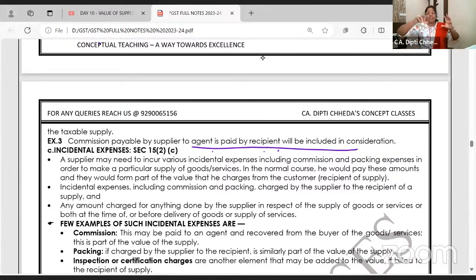Supplier should pay the commission to the agent. So is commission added in the transaction value? Yes. Okay, I'm selling you goods of 1 lakh and 1,000 is the commission with you. I am A, you are B. C is the agent. So give C 1,000 commission. Here the buyer is paying the commission. But then is this inclusive or not?